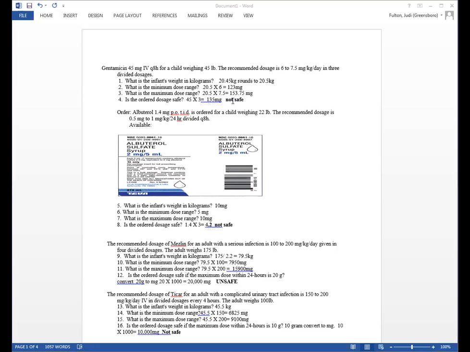Ooh, is it safe? It is safe. How do we know it's safe? It's within that range. The low is 123, the high is 153. So this is a safe dose.